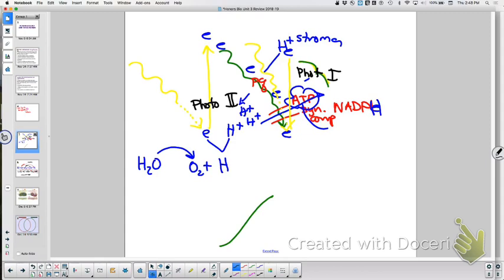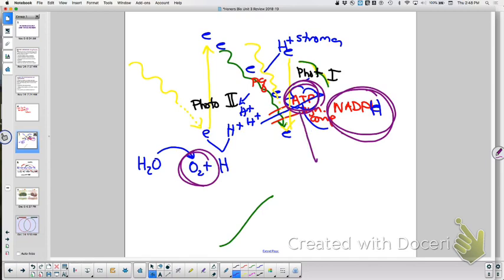Now we're done with the light-dependent reaction. What do we walk away with as a result of the light-dependent reaction? Reduced ATP and reduced NADP. Okay, ATP, reduced NADP, and what else? Oxygen. Which of those three things do I need for the next reaction? ATP and reduced NADP. Yeah, these two will go on to the next reaction.